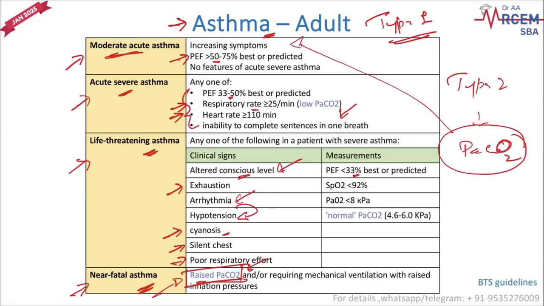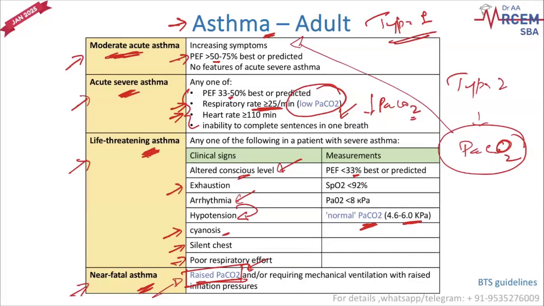What you can see here is in acute severe asthma, only in acute severe asthma, not in moderate acute asthma, the respiratory rate will be on the higher side. That means the patient is hyperventilating. Whenever the patient hyperventilates, he will wash out carbon dioxide. So low PaCO2 is what is expected in an acute severe asthma. In a life-threatening asthma, the PaCO2 values will be in the normal range.